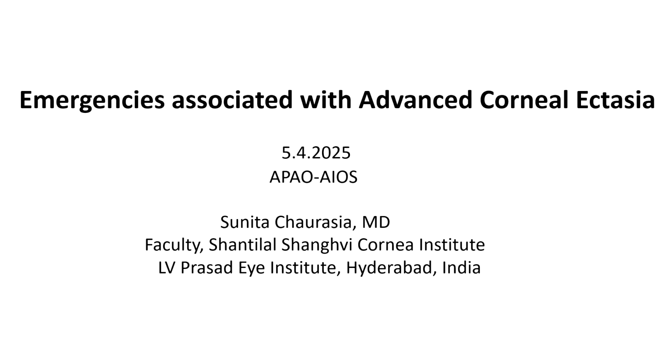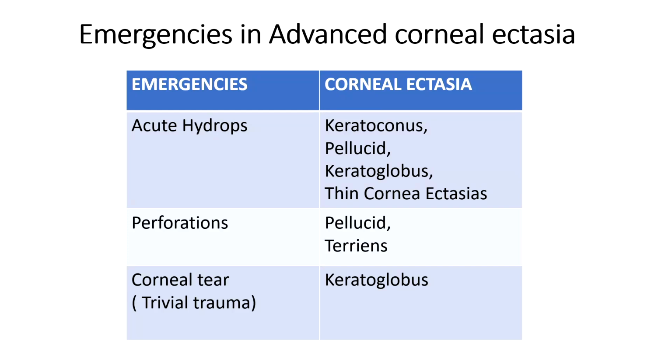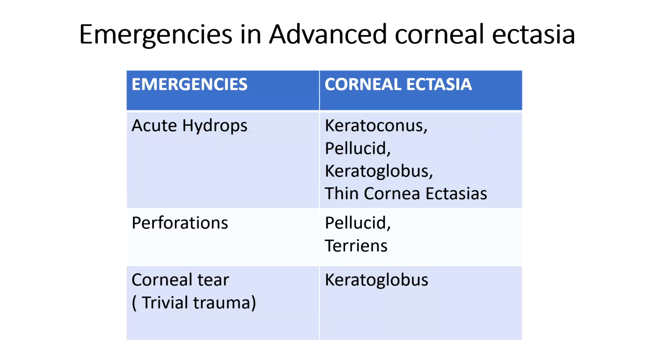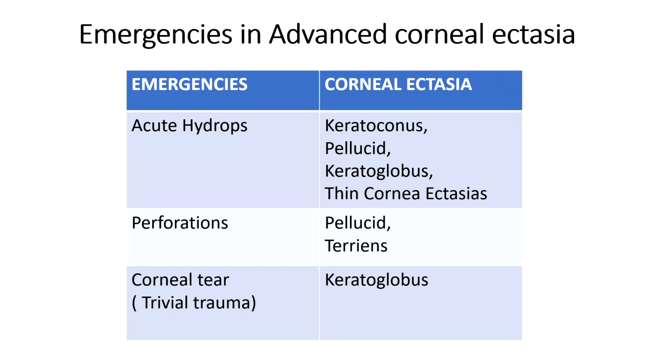So I will be covering the topic on emergencies which are associated with advanced corneal ectasia. If you look into the emergencies associated with advanced corneal ectasias, we have acute hydrops, which can occur in keratoconus, pellucid marginal degeneration, keratoglobus, and thin corneas, which don't fit into a very typical description of any of these above. And they can also land up with ectasia. So these are the four conditions primarily associated with acute hydrops.